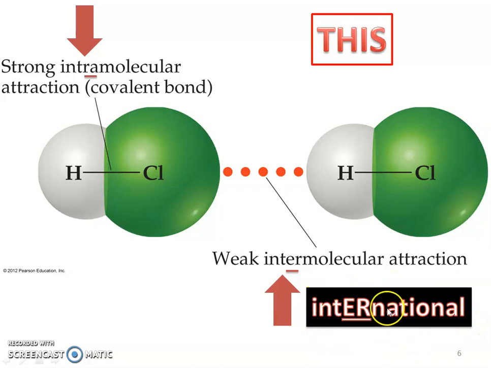And again, I always try to give you some mnemonics on how to remember this. So again, intra is the bond that's holding the H and the Cl together as a molecule versus the H and the Cl. So this molecule and this molecule, there's an attraction between these 2 molecules, and that's going to be intermolecular. You can also think of things like international.